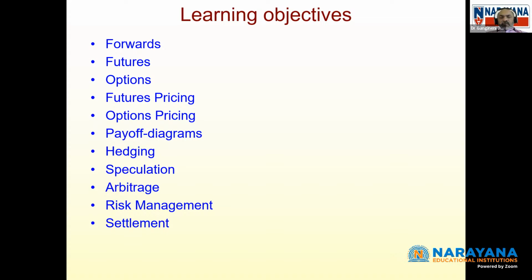You have various types of derivative instruments like forwards, futures, and options. In this course, we will get to understand futures pricing, options pricing, payoff diagrams, hedging, speculation, arbitrage, risk management, and settlement. Derivatives are a very big area and you can use them for multiple purposes, including hedging. Derivatives were invented for risk management or hedging in the initial stages.